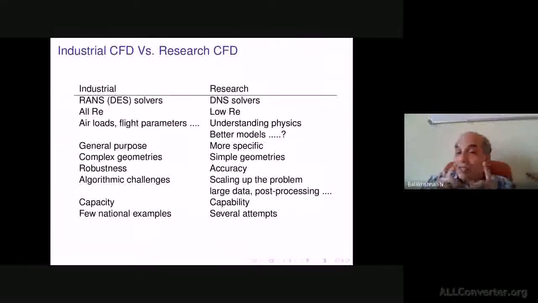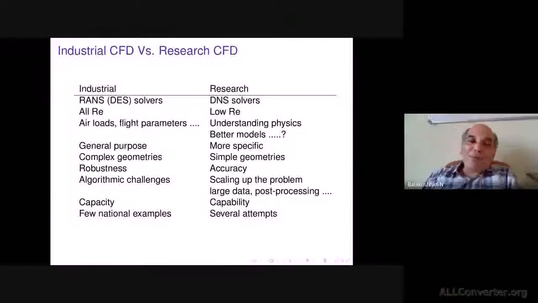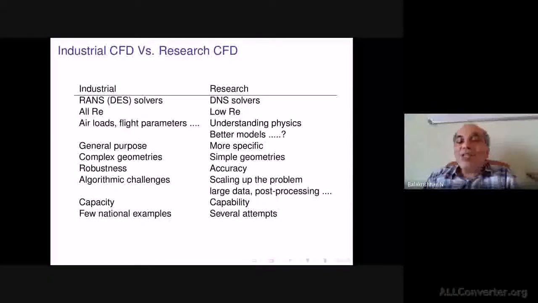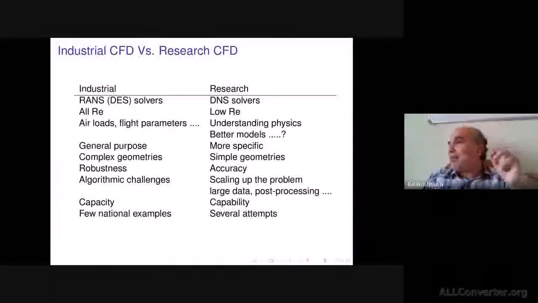This is for one problem. So the reason why defense labs go for an 11 petaflop machine is that they don't deal with one problem at a time. They deal with multiple problems, and all of them put together would require a very huge computing platform. But still, the nature of computing is capacity computing, as against academics, where it is capability computing.